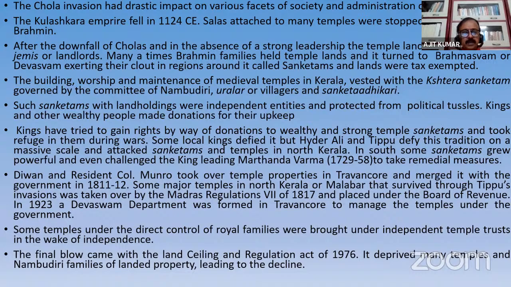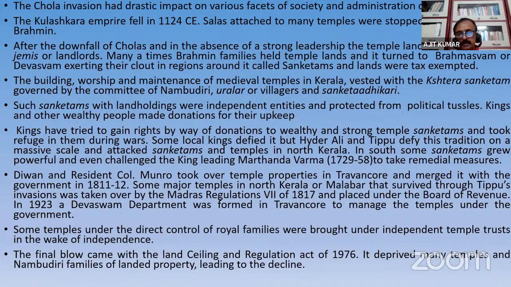However, after the arrival of the British, Diwan Resident Colonel Munro took over the temple properties in Travancore and merged them with the government in 1811. Some major temples in North Kerala or Malabar, which had survived Tipu's invasion, were also taken over by the Madras Regulation 7 of 1817 and placed under the Board of Revenue. So in 1923, a separate Devaswom department was formed in the Travancore kingdom to manage the affairs of the temples which are scattered in various parts.